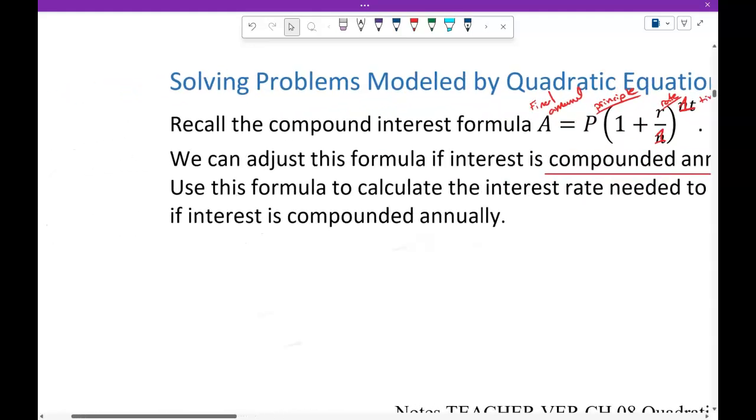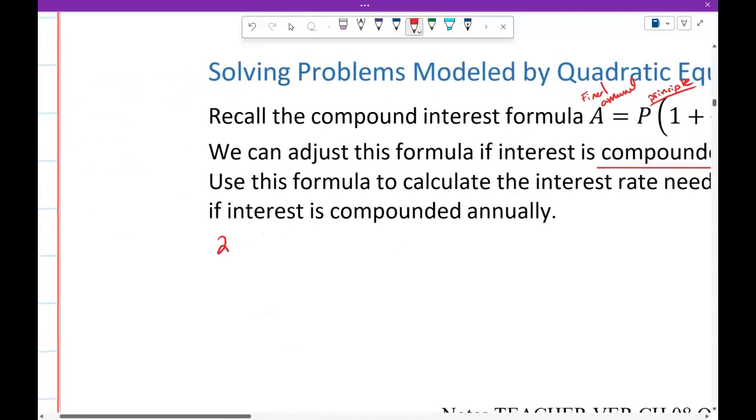So we can substitute those values into our formula. We want to end with $2,420. We're starting with $2,000 in principal. We don't know what our rate is, but we're investing for 2 years. This now becomes a quadratic equation which we can use our square root property in order to solve. We don't need to do completing the square because we already have the binomial squared.